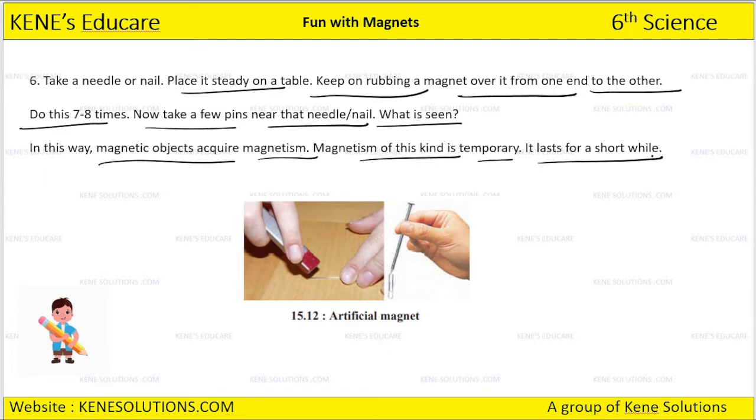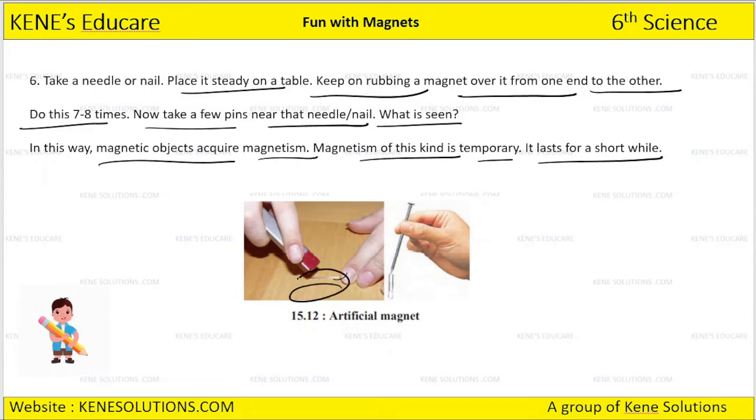Okay, now हमें क्या करना है? आपको एक needle, nail लेनी है. We have to keep that on a table. Okay, place it steady on the table. Keep on rubbing a magnet. Okay, जब तक आप उस पे magnet rub कर रहे हो तब तक उसमें magnetism effect रहेगा. Okay, as soon as you remove the magnetic material, there won't be magnetism.